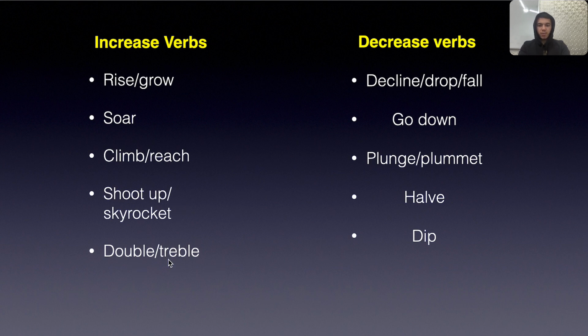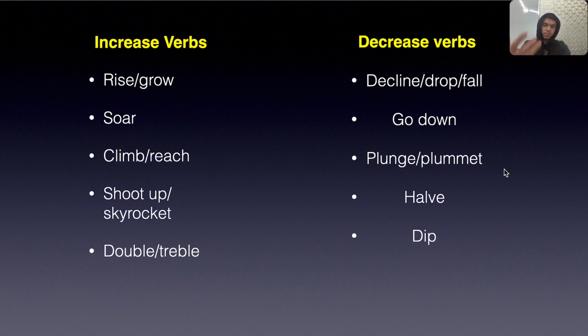Double, treble. Treble means triple, okay? It's the same as triple. And you know what the word double means. It means to increase twofold. And decrease verbs. Decrease verbs are the following: decline, drop, fall. They can be used interchangeably. Go down, again, this is another synonym.